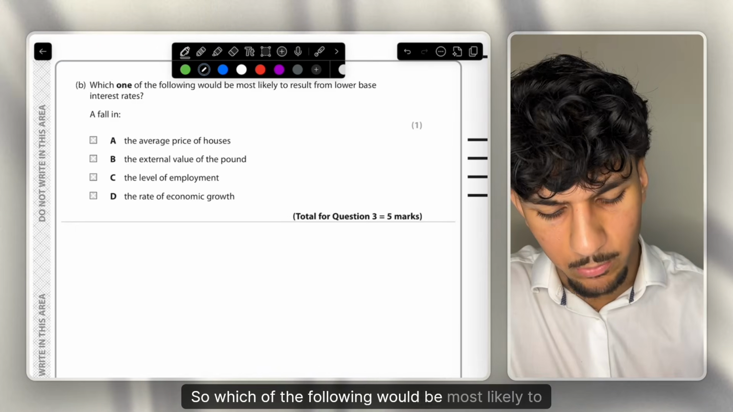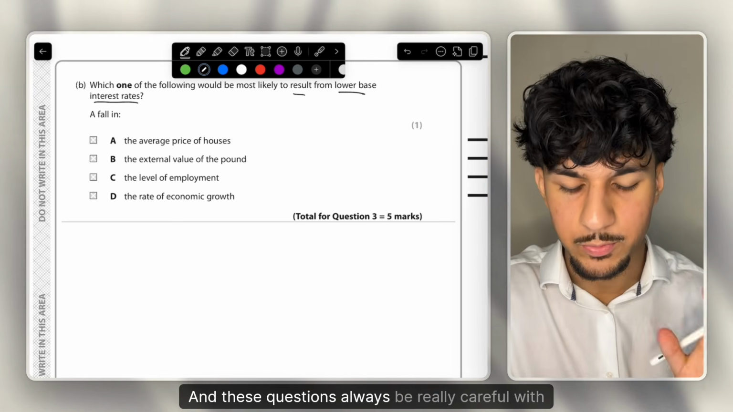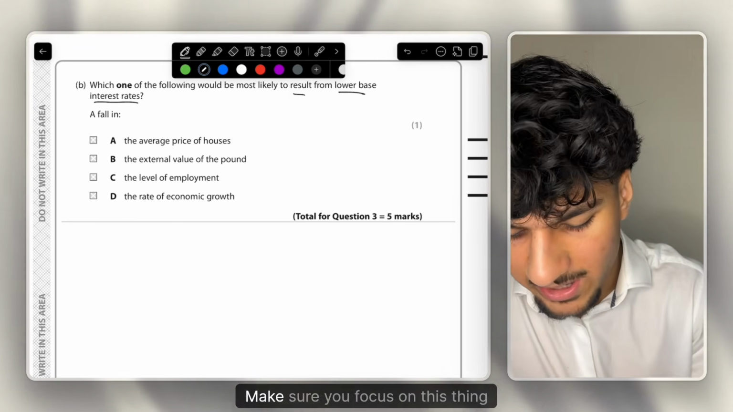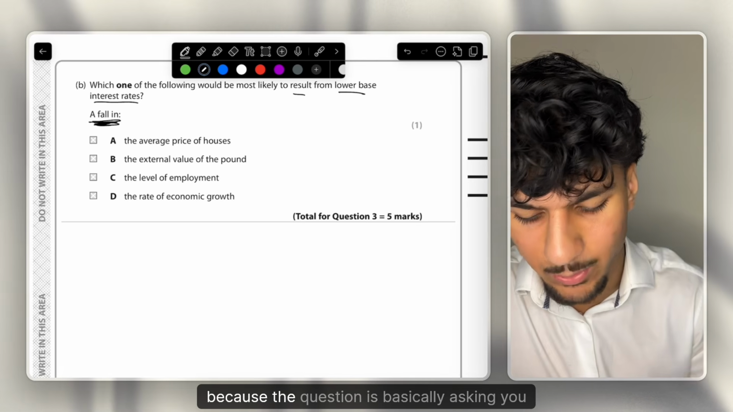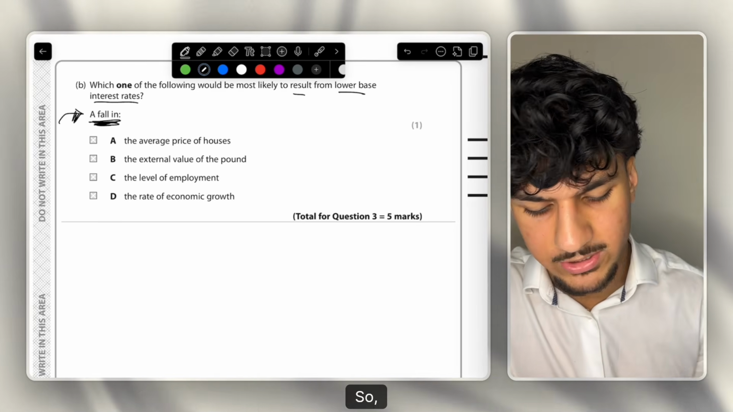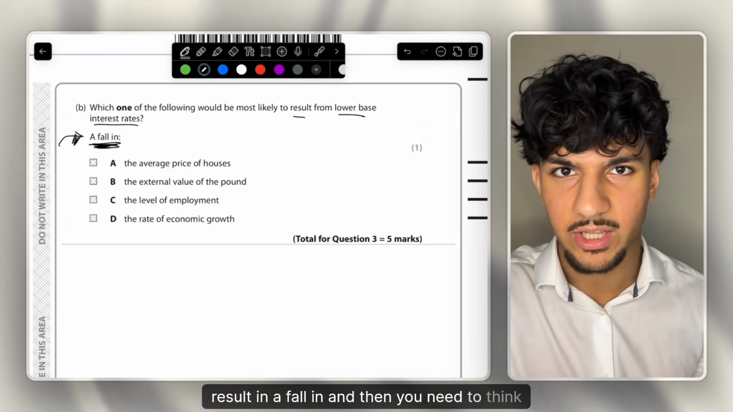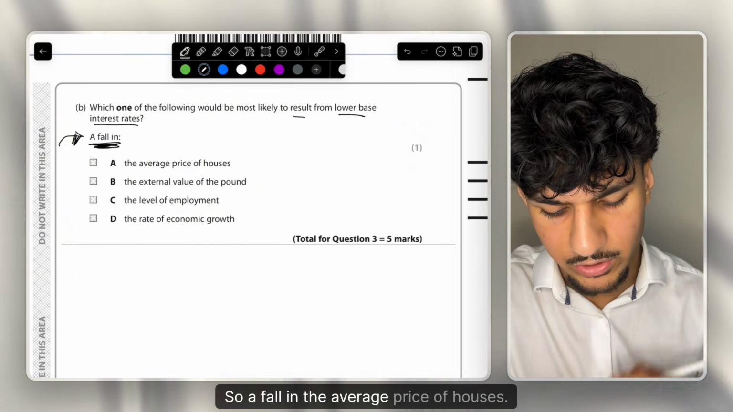Which of the following would be most likely to result from lower base interest rates? Always be really careful with these multiple choice questions. Make sure you focus, because the question is basically asking you something, but then they give you another variable in the scenario. So essentially, a lower interest rate is going to result in a fall in, and then you need to think about it like that, a fall in the average price of houses.